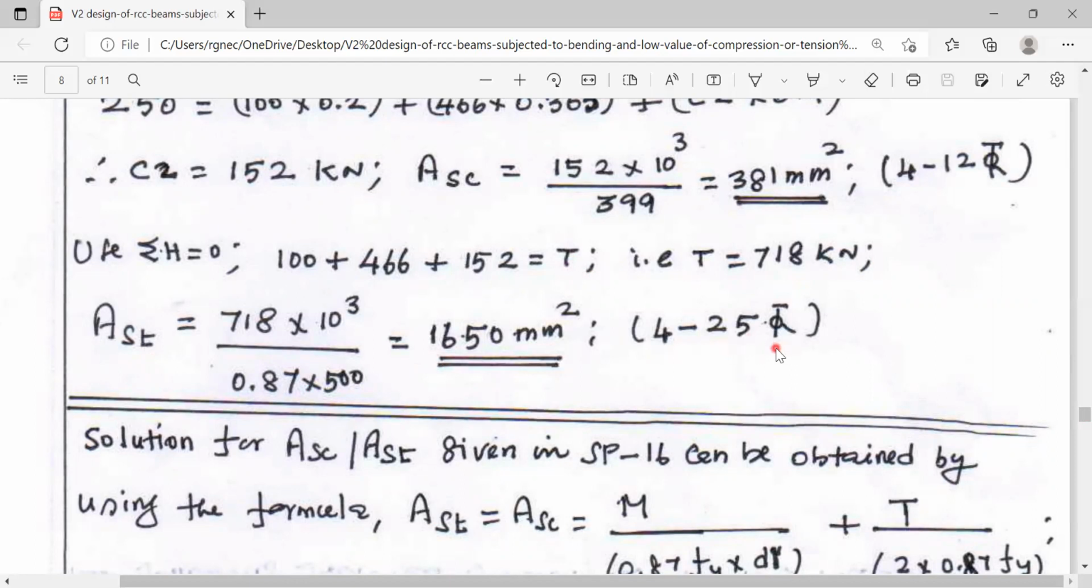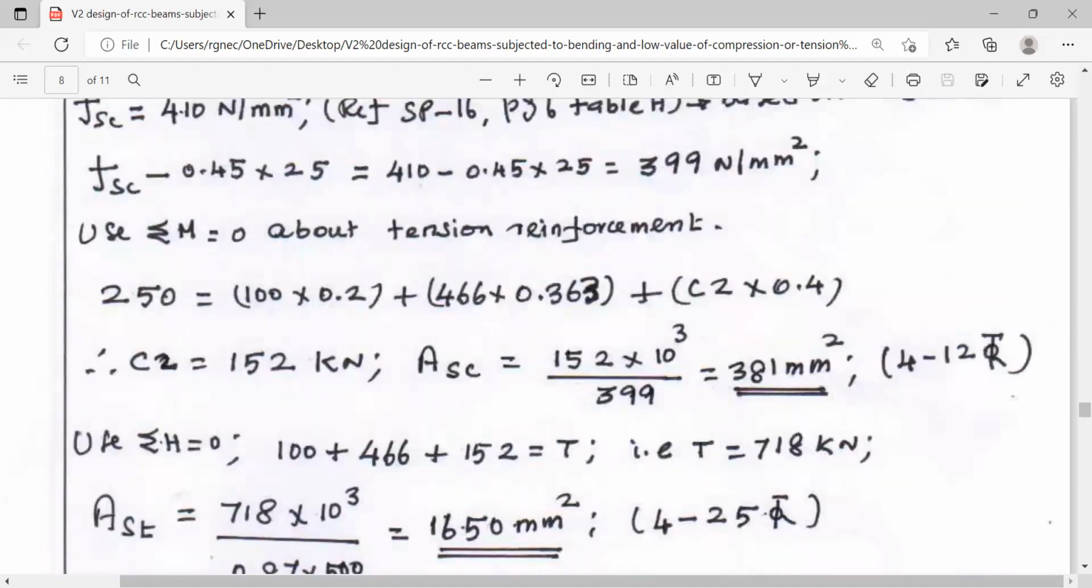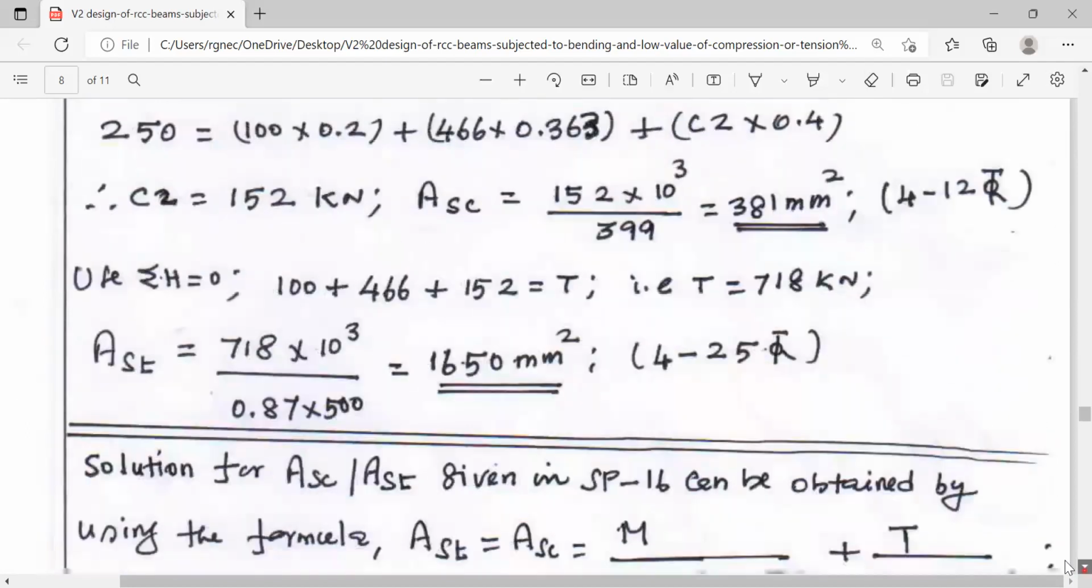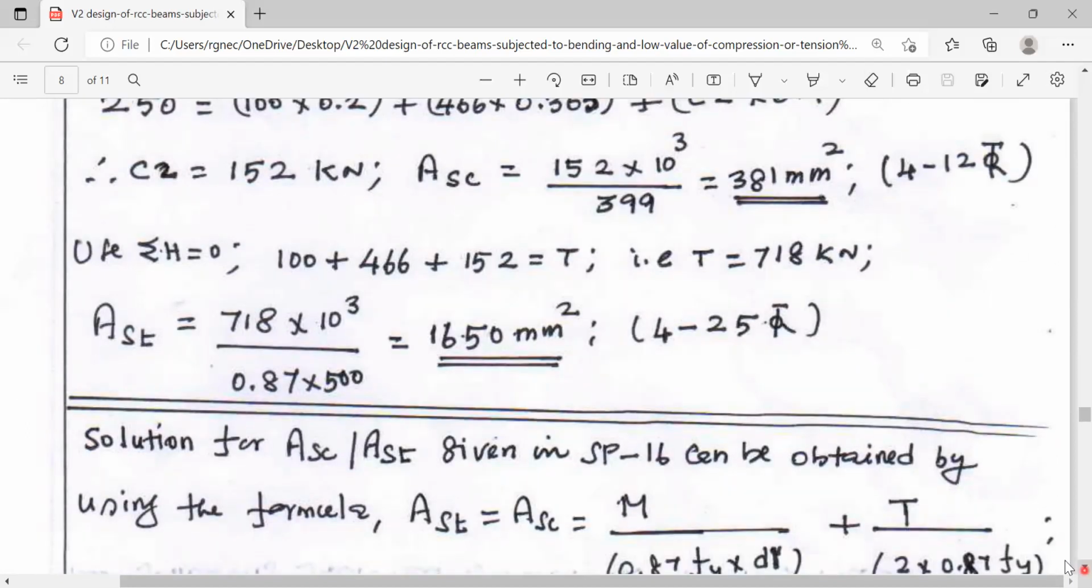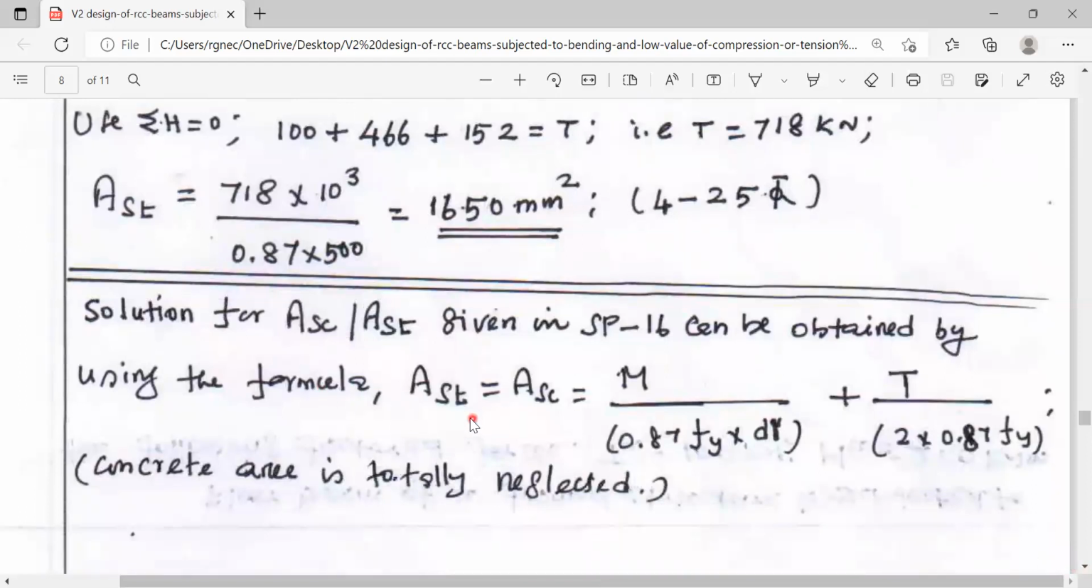This is the procedure to be followed for calculation of ASC and AST in the case of RCC members subjected to predominantly bending moment and low value of tension. This is my opinion. And suppose even the tension is high, the use of SP16 charts is perfectly okay when tension is high and moment is low. Even in that case, that is the point of using that chart.